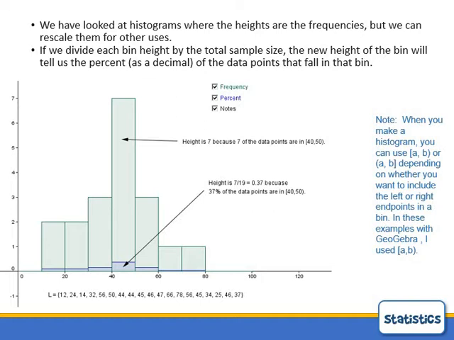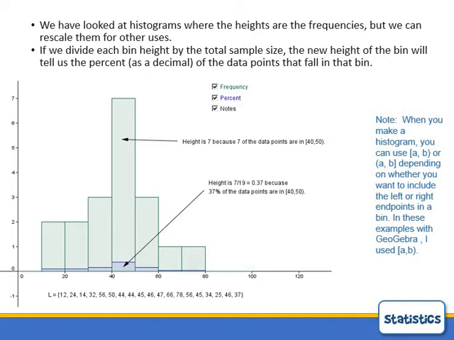And when you use software, you have to decide whether you want to include the left or the right endpoint, and different software will do that different ways. You can make GeoGebra do it either way, but it includes the left endpoint by default, unless you tell it to include the right. But anyway, the point is the height of that bar tells me the number of data points that fall within that range from 40 to 50.